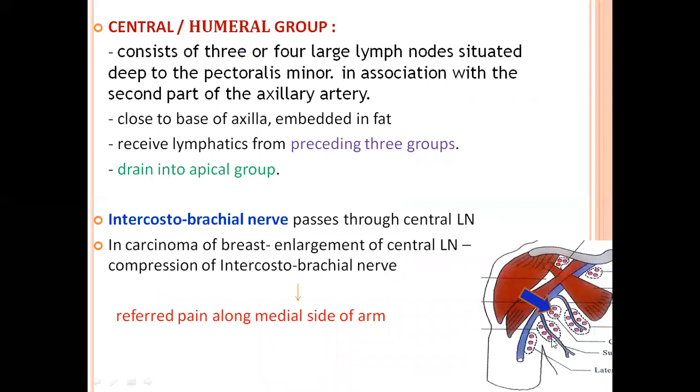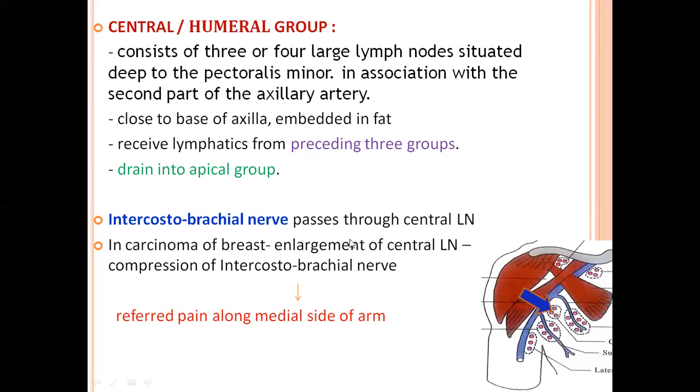Between the anterior and posterior, we have the central group. It consists of 3 or 4 large lymph nodes situated deep to pectoralis minor in association with the second part of the axillary artery. It is close to the base of the axilla, embedded in fat, and receives lymphatics from the preceding 3, in the sense anterior, posterior and lateral. They are pouring their lymph into the central group. Lymphatic drainage, I told you, is something like an assistant to the venous system because the whole lymph will be moving into the final duct, that is the thoracic duct, which opens into the venous system, isn't it?